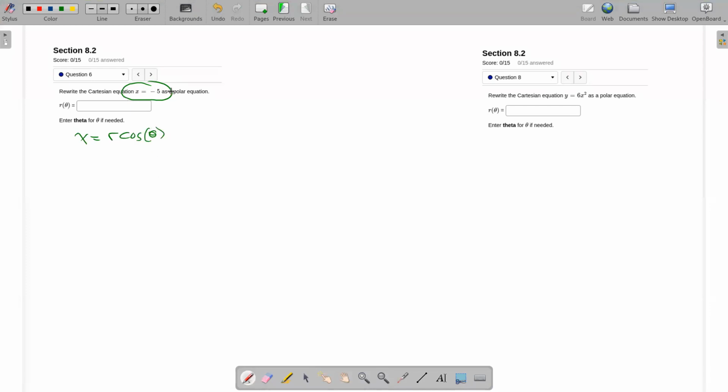Now there's no y, so I don't care about y. That's really all I need to do. So I can just replace this x right here with what I claim it's equal to. So that x right there is really r cosine theta. And we think that's equal to -5, right? That's what the equation says. Solve for r, because I want r as a function of theta, divide by cosine.